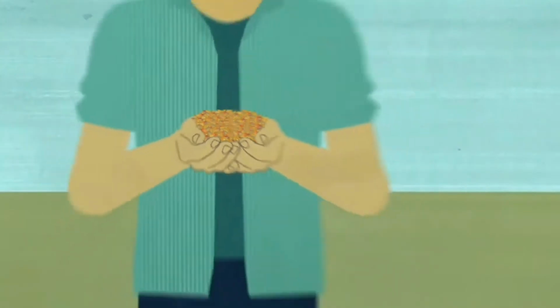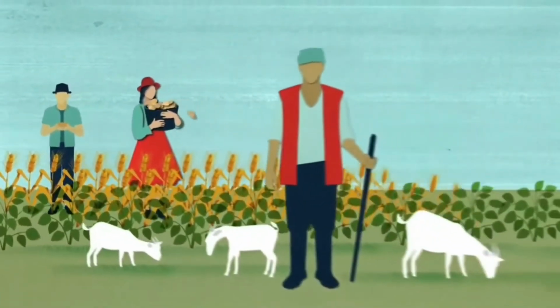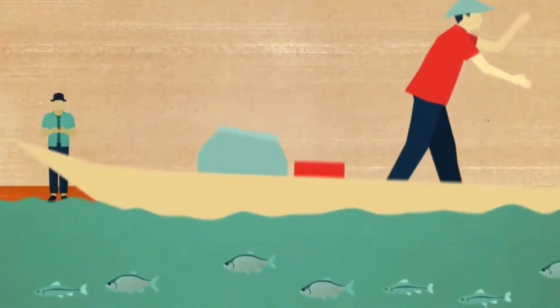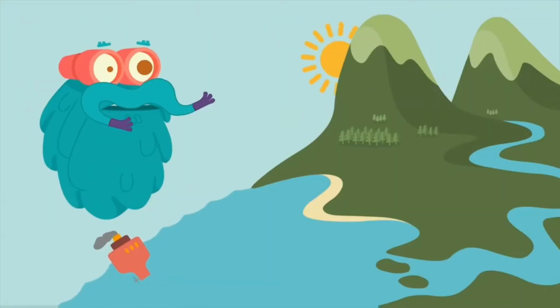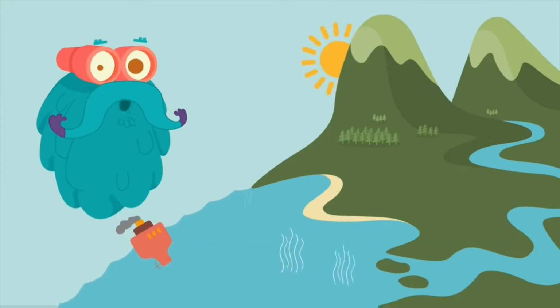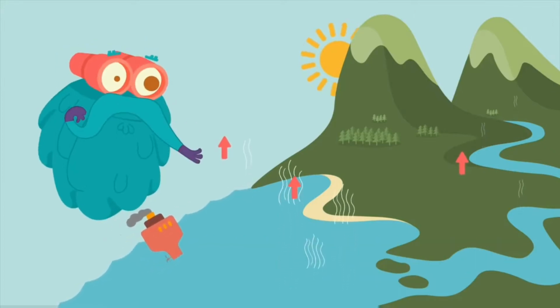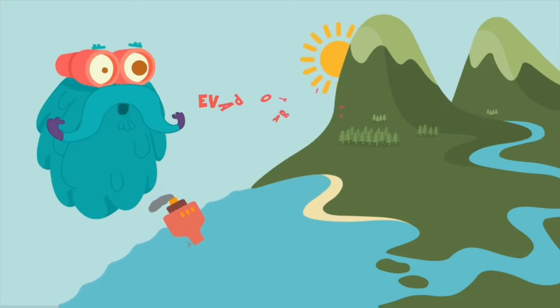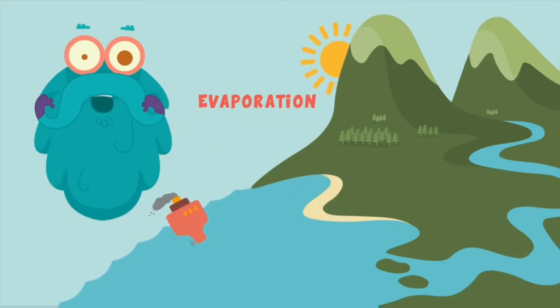We as agricultural students need to learn where our water comes from and in what form it takes place when it is present here in our environment. From the ocean, water evaporates from all the water sources present in our environment, like plants, ocean, and other bodies of water. The water goes into the atmosphere and becomes cold.